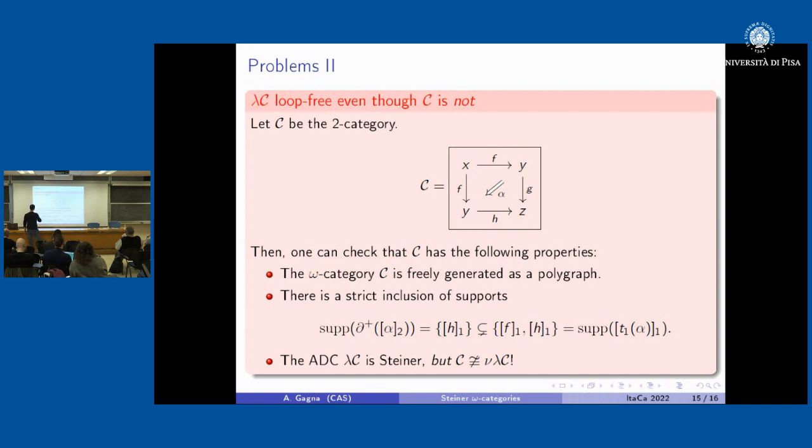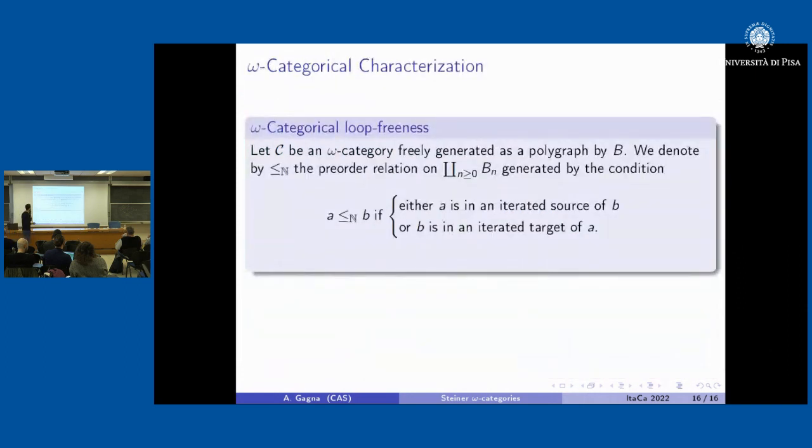And the lambda of this is even Steiner, but if you apply nu, you don't get this back. You get another omega category. So how to solve this?